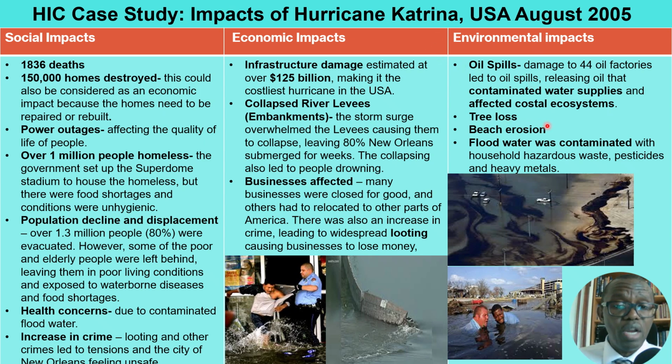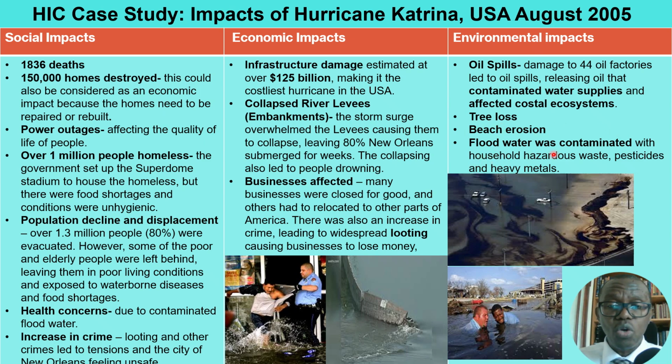Then there was tree loss. Now, as we had mentioned earlier, the strong winds actually felled trees. So they uprooted trees. Okay, and then there was beach erosion. And if there is beach erosion and sand is being removed from the coastline, it means that those coastlines are no longer well protected from coastal erosion, because the beach is normally your first line of defense from coastal erosion. So this just created a lot more problems.